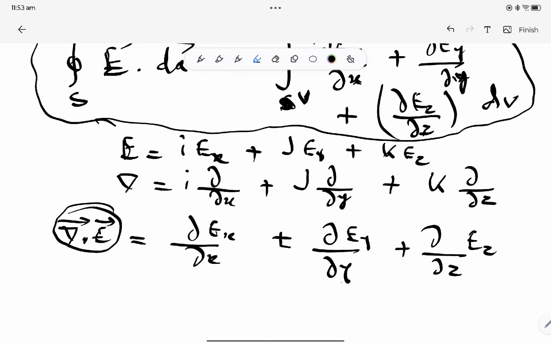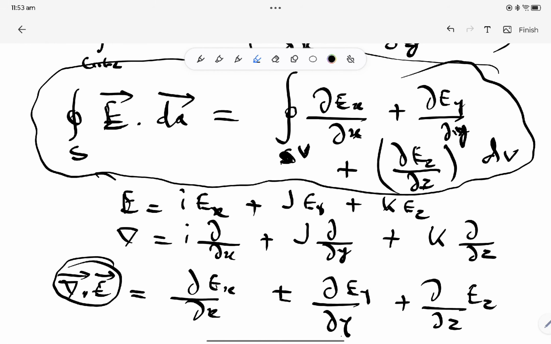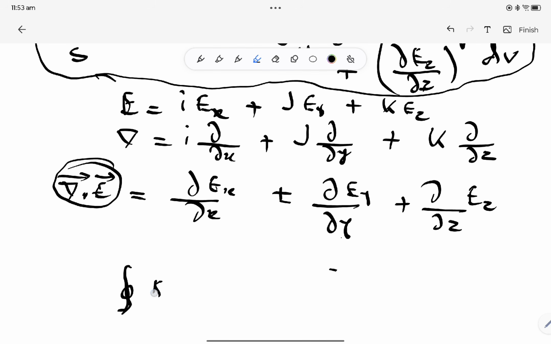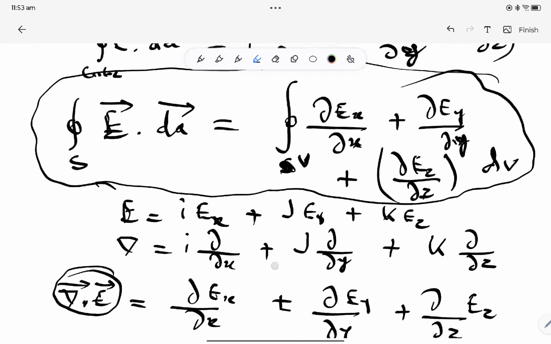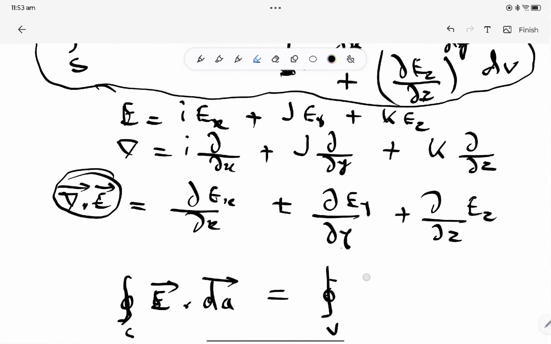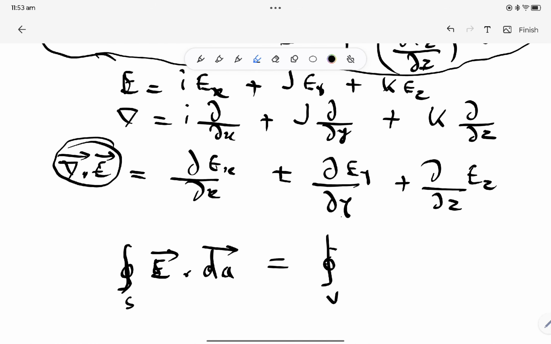Before ending this lecture, I can replace this by this quantity, and I will have the integral of E dot dA over S is equal to the volume integral of del dot E dV. Now this is the Gauss theorem.